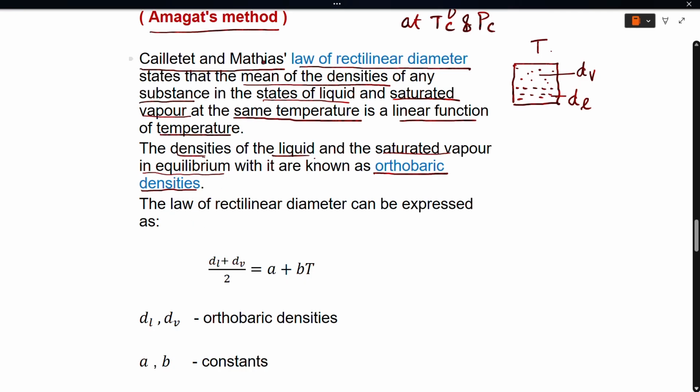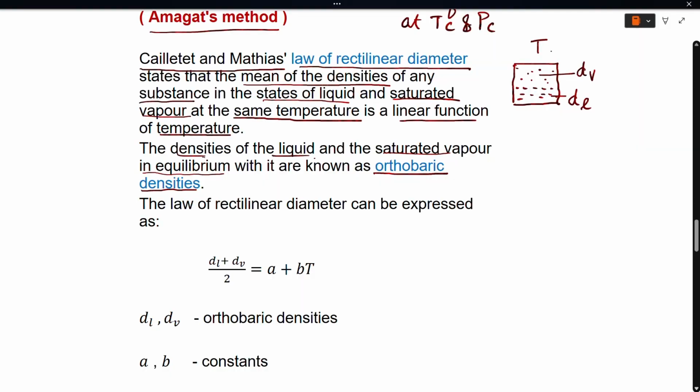Now, let us move on to the mathematical expression for Cailletet and Mathias law of rectilinear diameters. It is said that the mean of densities of any substance in the liquid state and vapor state is the density of the liquid plus density of the vapor. You are having two values, so divided by 2 gives dl plus dv by 2, which is an average, or you can use the word mean, of dl and dv, that is, the densities of the liquid and the vapor.